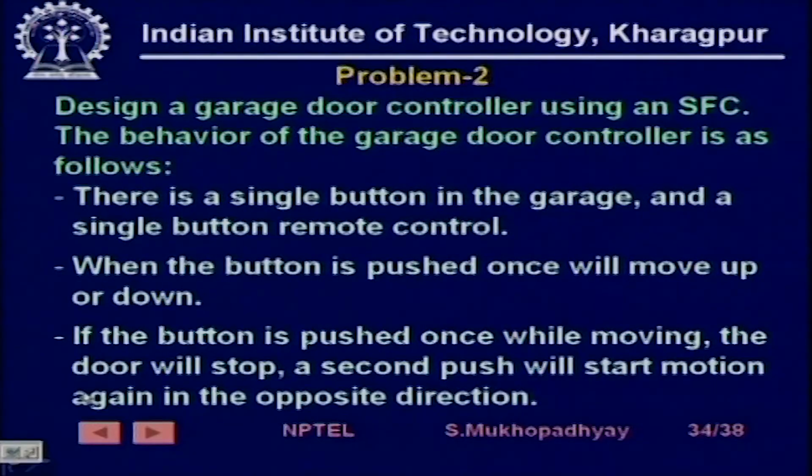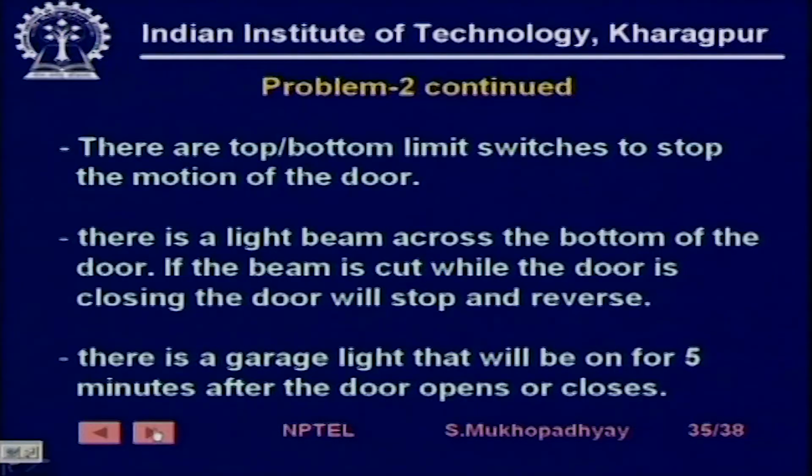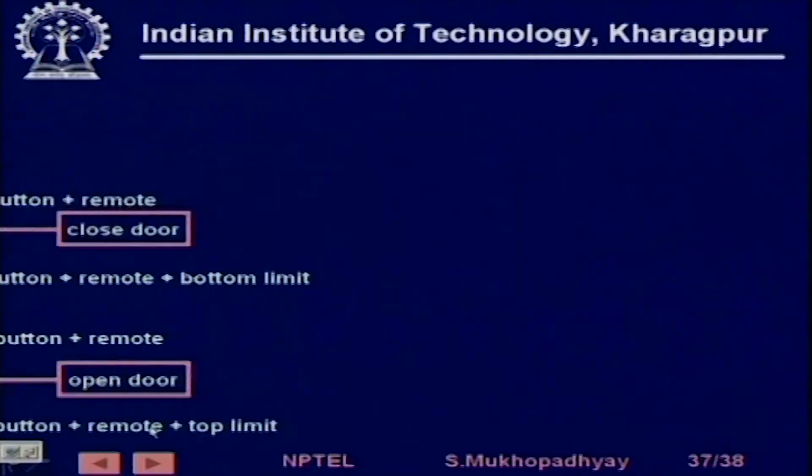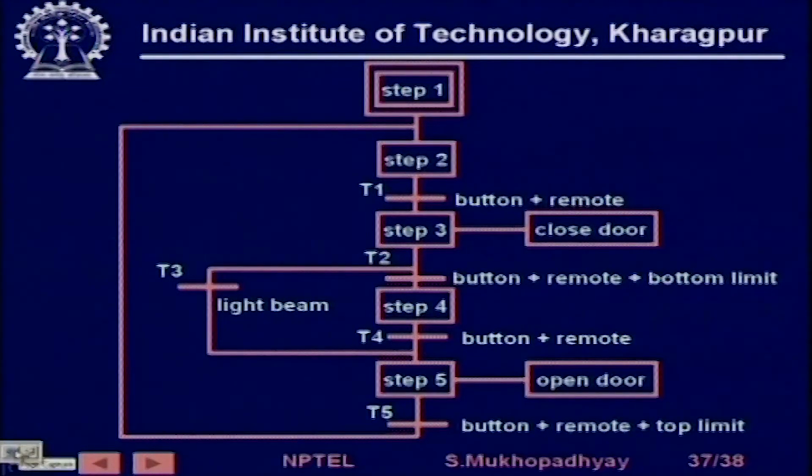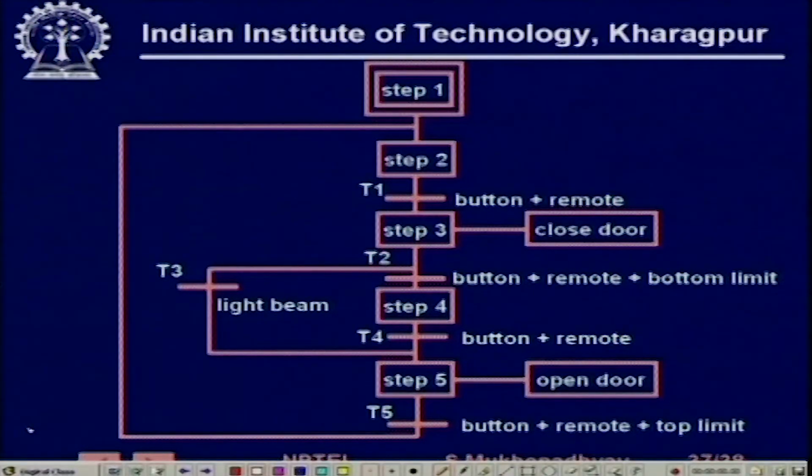There is a single button in the garage and a single button remote control. So, you can have either a button pressed in the garage, or a button pressed from the remote. There are two kinds of buttons. So, if a button is pressed from the garage or from the remote, then it will go to step 3 and it will start closing the door. This is the output.